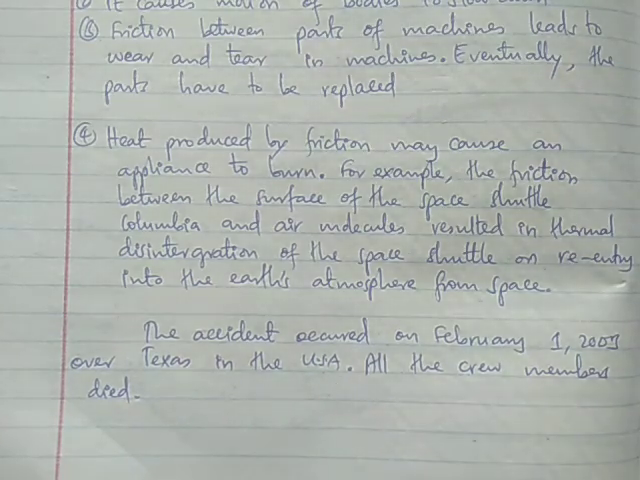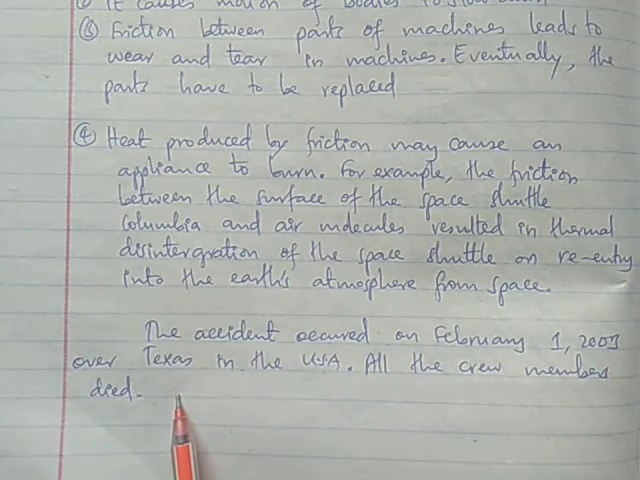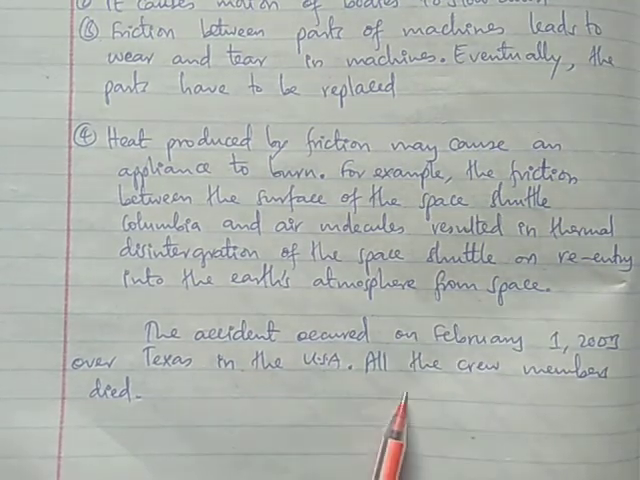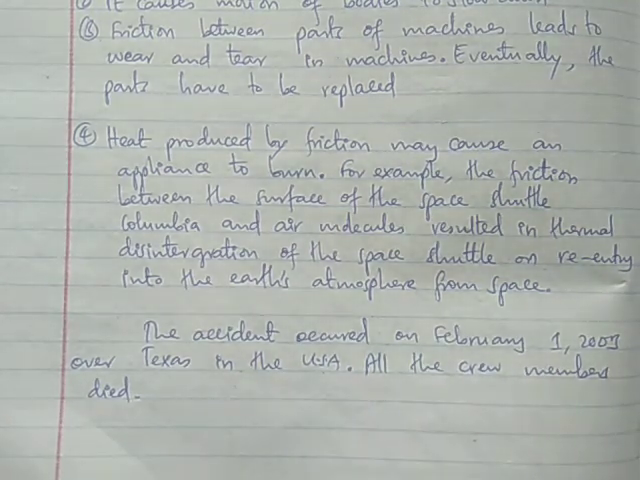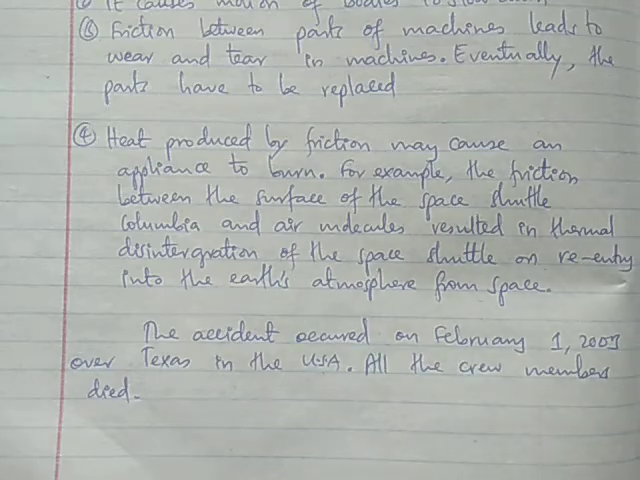So the accident occurred on February 1, 2003 over Texas in USA. All the crew members died. Manake watu wote walikuwa mle ndani walikufa, but the reason behind is because of friction force which caused the space shuttle to disintegrate, or cause the space shuttle to burn.